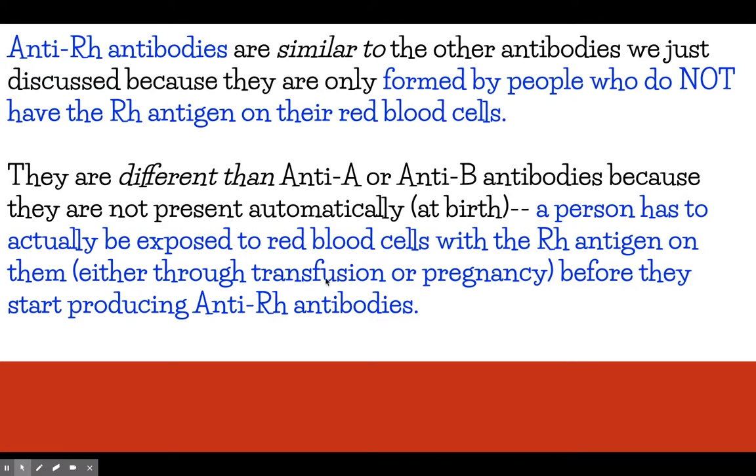If you're a biological male, this is just going to happen through a blood transfusion. So if you receive some red blood cells that have RH on them and you're not used to that, your immune system is going to be like, whoa, I need to start making some antibodies against that because that is not normal. If you're a female, this could also happen through pregnancy. So maybe you're RH negative and you become pregnant with an RH positive infant.